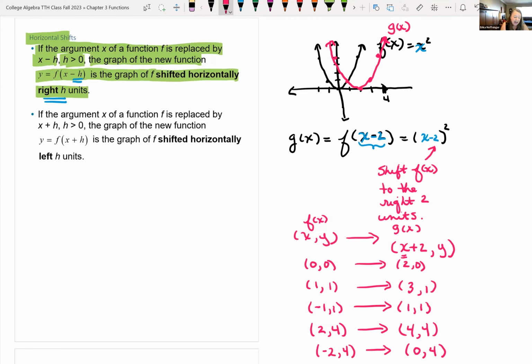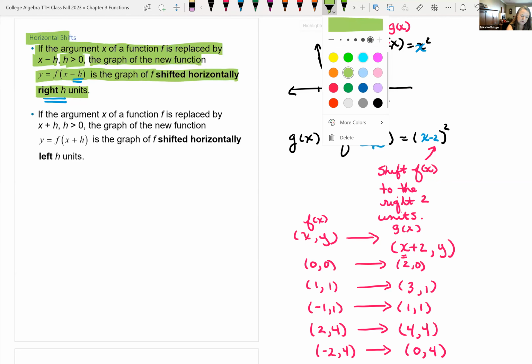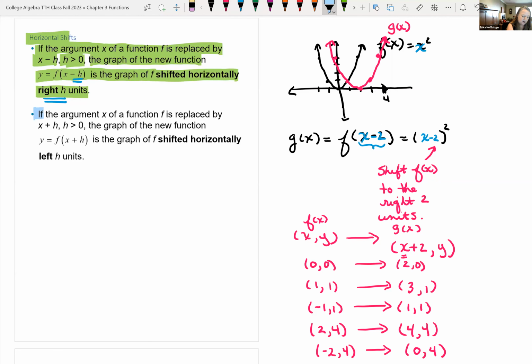So if we add a positive number, that shifts it the opposite direction. It would shift it to the left that number of units. So looking at this, it says if the argument x of a function f is replaced by x plus h, where h is a positive number, the graph of the new function y equals f of x plus h is the graph of f shifted left h units.